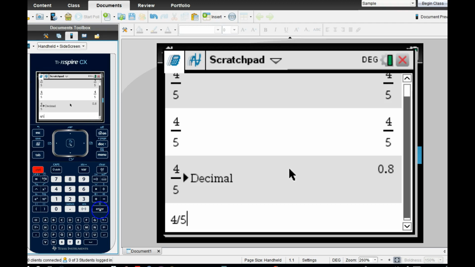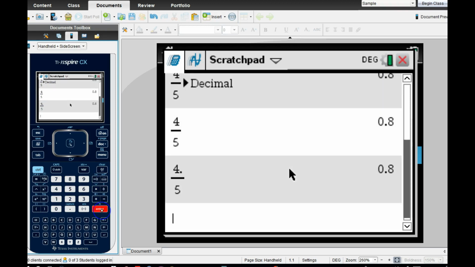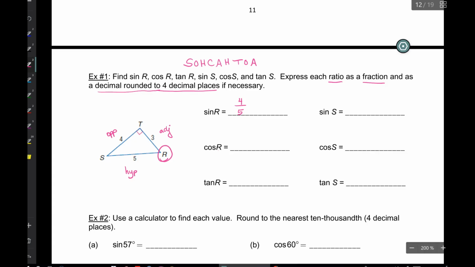So now if I do control enter, that will turn it into a decimal, it'll approximate it. And then one more way, if I just put 4 point divided by 5, it will read this problem as wanting a decimal because I put a decimal in the problem, so that's why I changed it to 0.8. So we'll write in here 0.8.